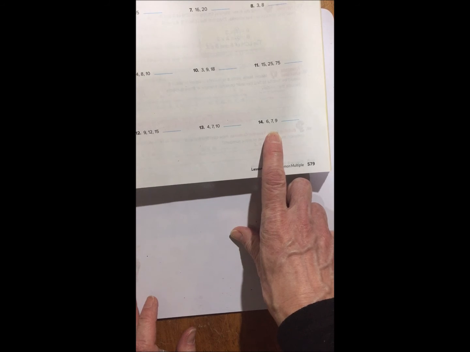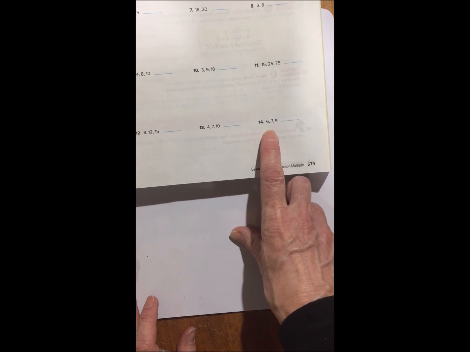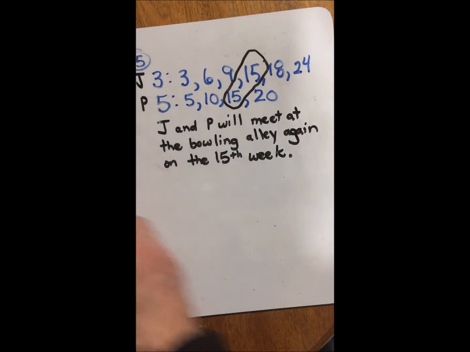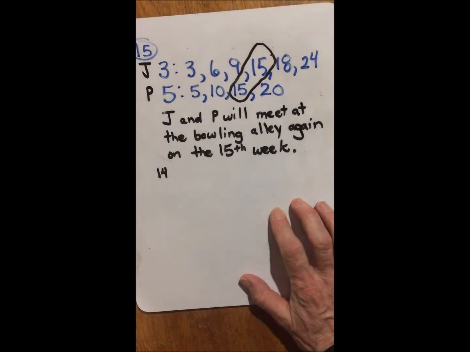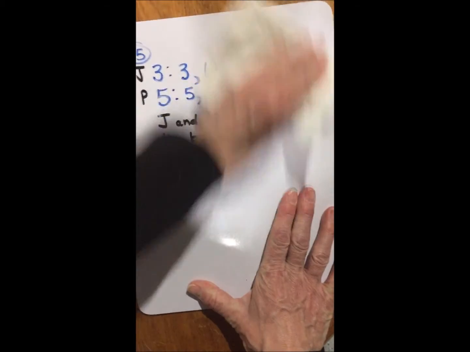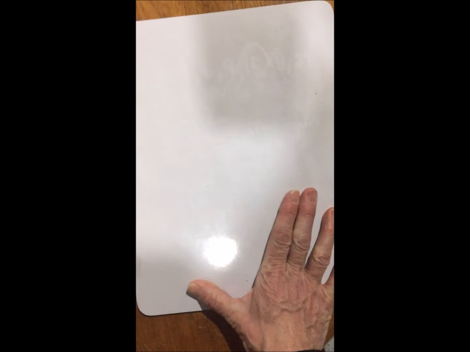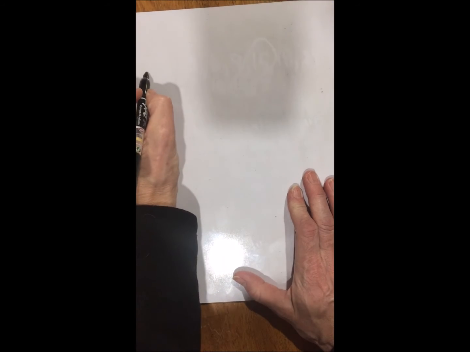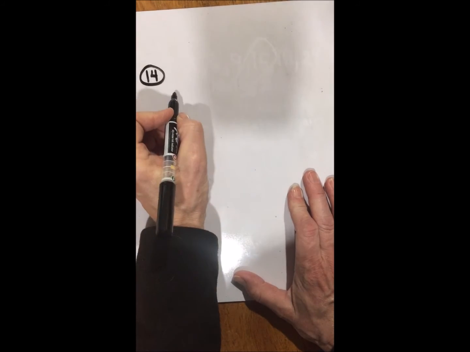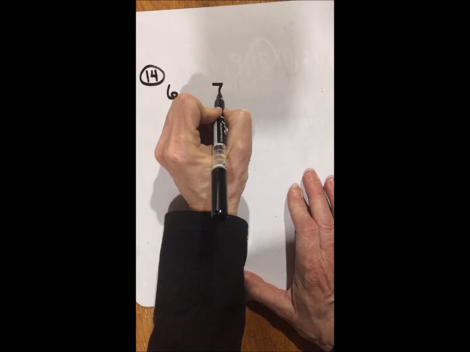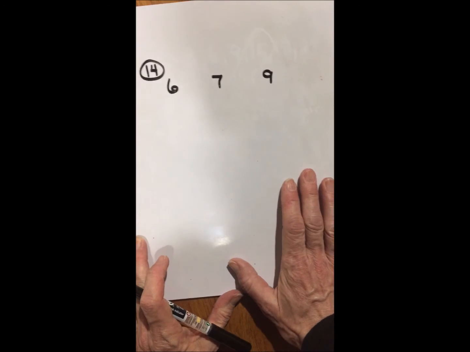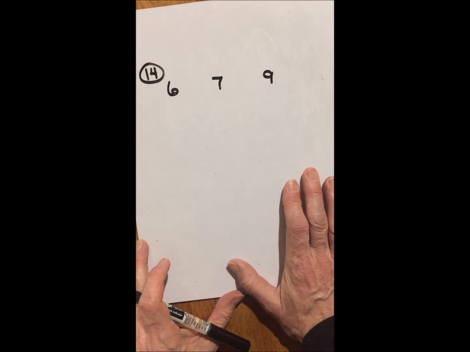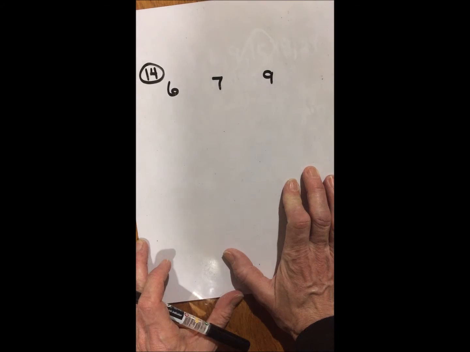How about we try number 14, 6, 7, and 9. What would they have in common? This is number 14. I'll erase. I need more room just in case. Number 14. We have 6, 7, and 9. Well, I wanted to do prime factorization. Once again, these numbers are pretty small. So we'll see what this looks like.